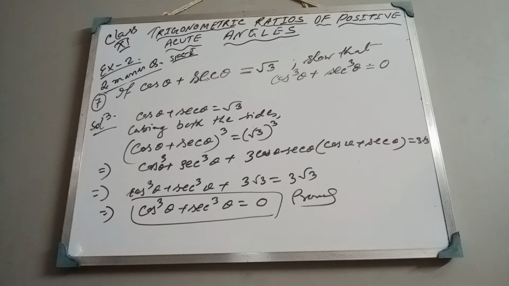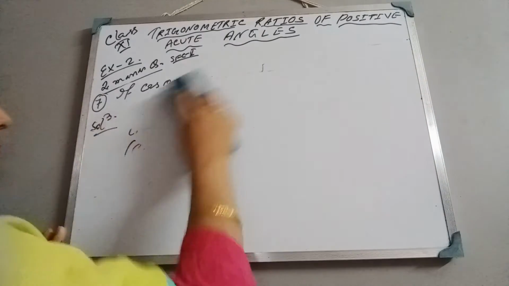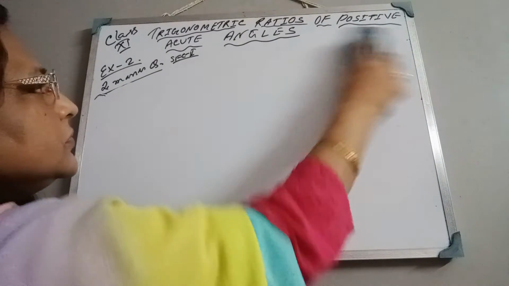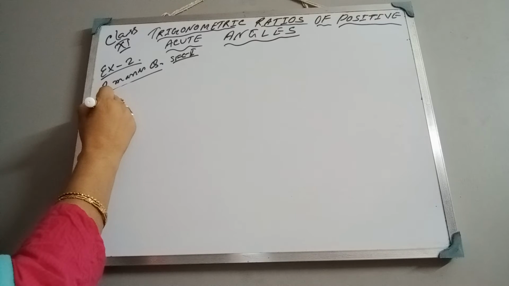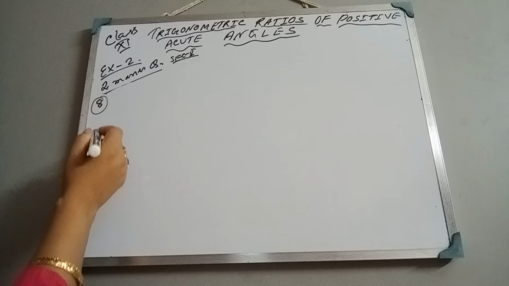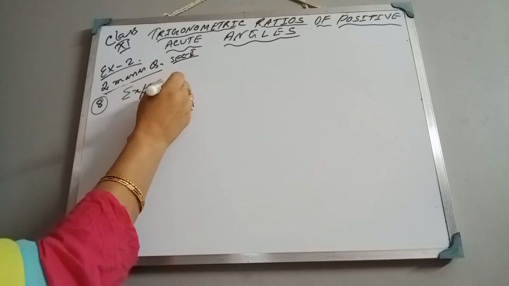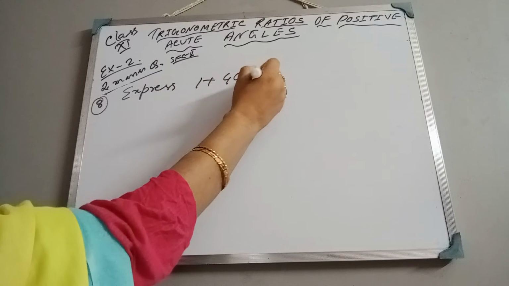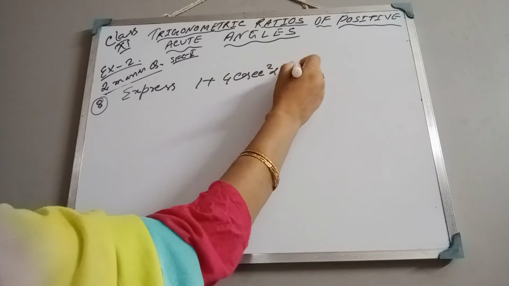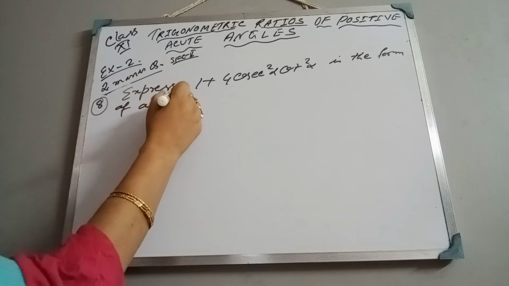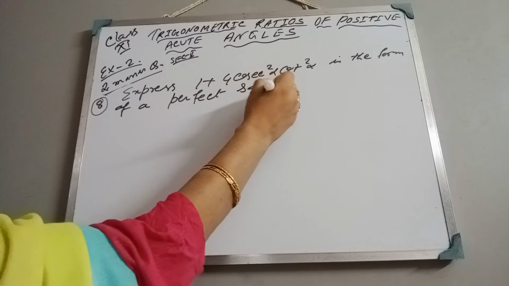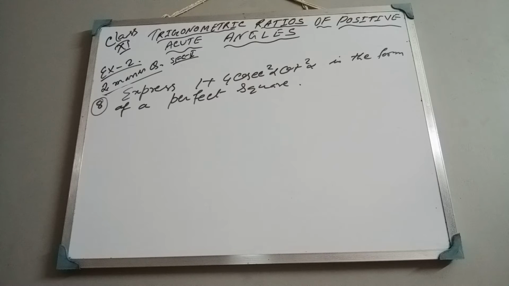Next, sum number 8. Express 1 plus 4 cosec square alpha cot square alpha in the form of a perfect square. This is the question. Express 1 plus 4 cosec square alpha cot square alpha in the form of a perfect square.